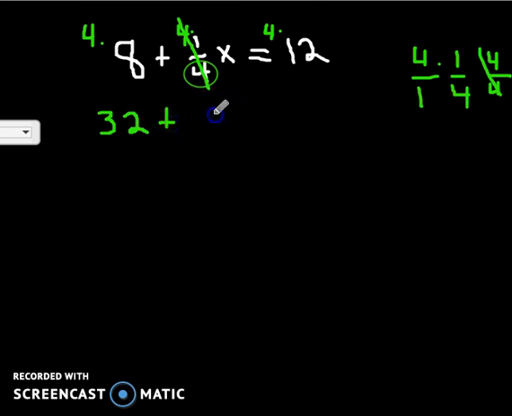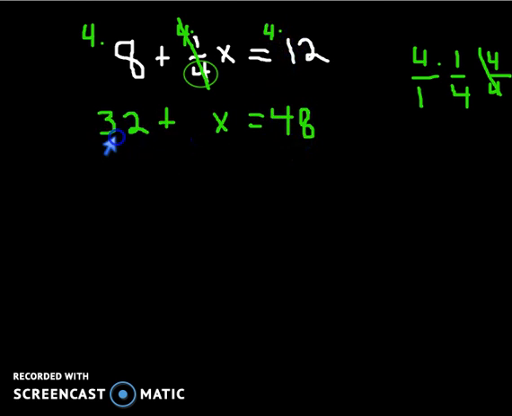And now I have just x left. And then 4 times 12 is 48. Notice what happened there. I completely got rid of the fraction just by multiplying every single term by that denominator. 4 times 8 is 32. These cancel out because it becomes 1, 4 divided by 4. And then I have x left, and then 4 times 12 is 48.